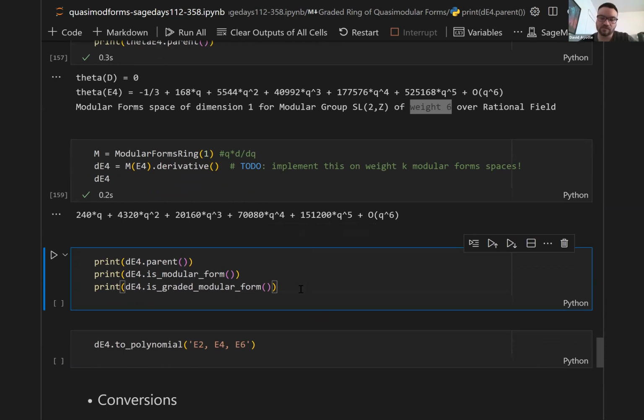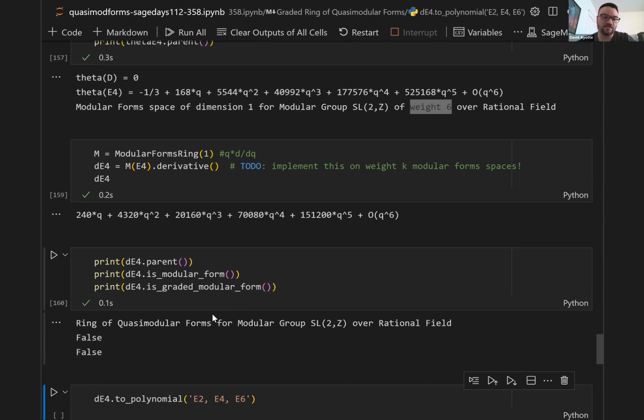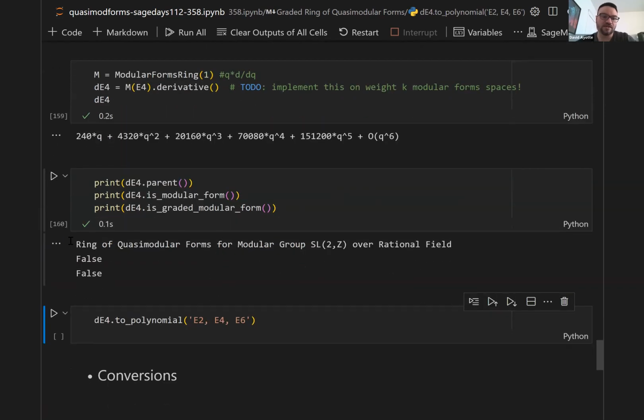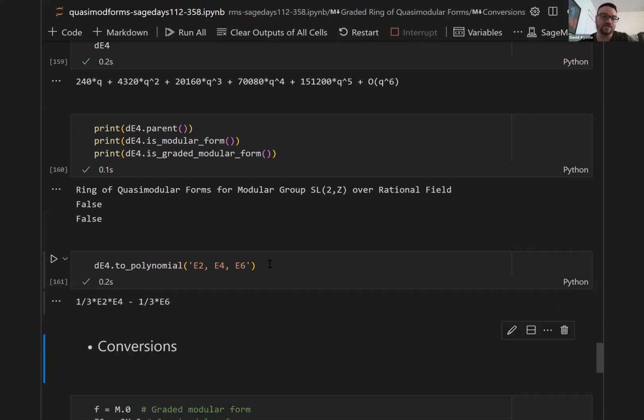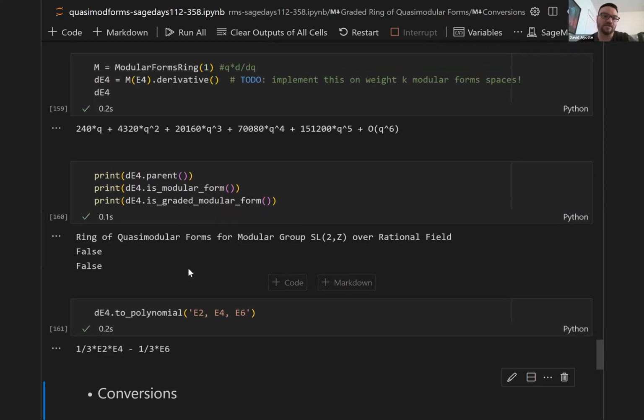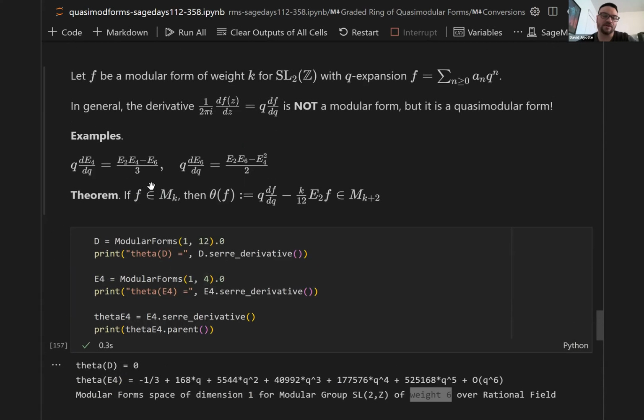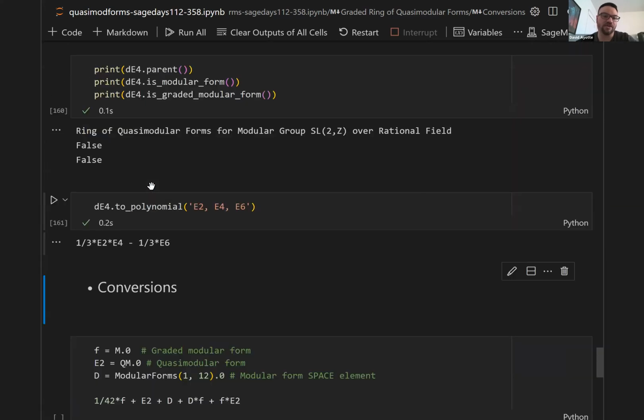And let's do some verification here. It's a ring of modular forms. It's not a modular form, and it's not a graded modular form either. So it's really a quasi-modular form. And you can convert this derivative to a polynomial, just like we did before. This is indeed what I wrote in my example here. So everything works.